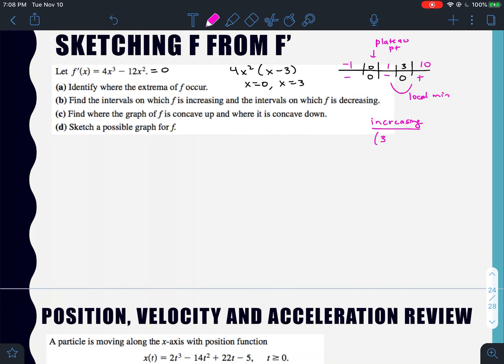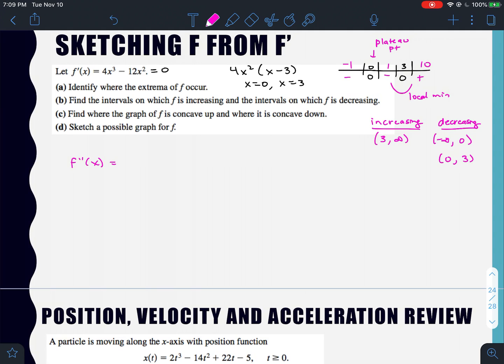Find the intervals when the function is increasing or decreasing. The original function is increasing when the first derivative is positive, so from 3 to infinity. And then the original function is going to be decreasing when the derivative is negative, so from negative infinity to 0, and from 0 to 3, my original function will be decreasing.